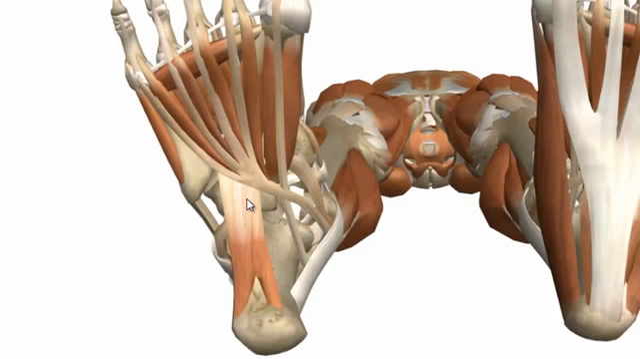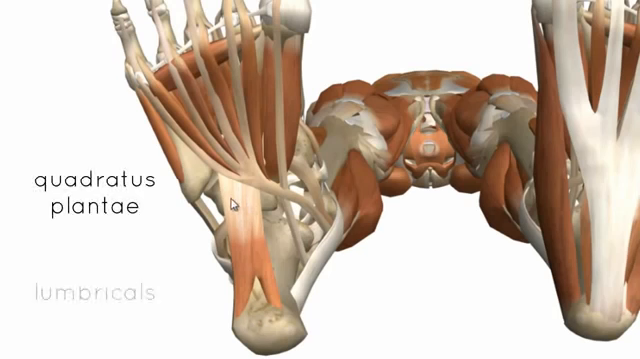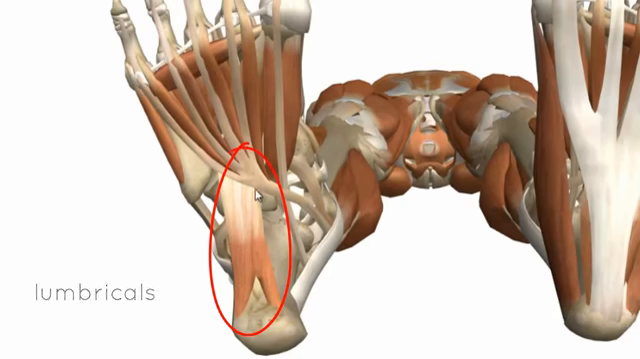So in layer 2 we've got 2 muscles, in layer 3 we've got 3 muscles. So in this second layer we've got the quadratus plantae and we've got the lumbricals. So the quadratus plantae muscle is this muscle here which lies posteriorly. So it's got these 2 heads, as you can see. It's got a medial and a lateral head.